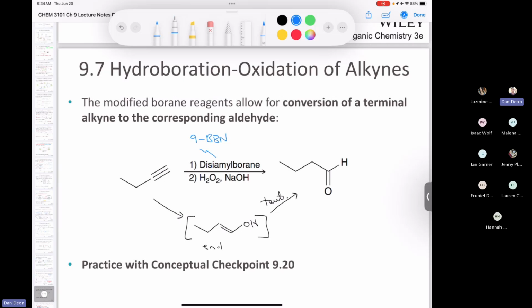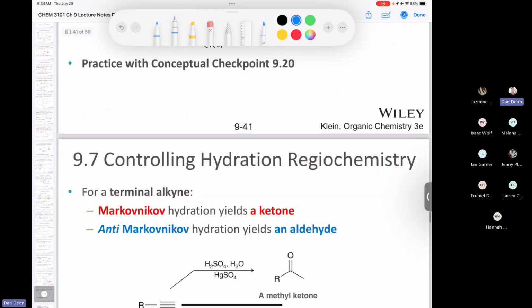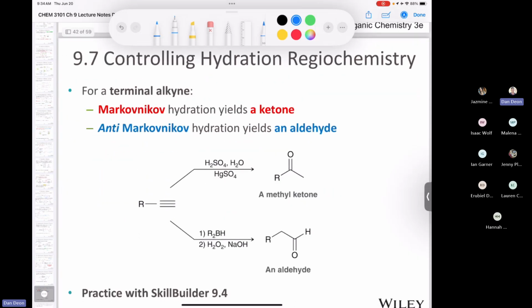So what's the conclusion that we can draw from section 9.7? We talked about both Markovnikov and anti-Markovnikov addition of water across a triple bond. Here's the conclusion of section 9.7. If you have a terminal alkyne, an alkyne that has a hydrogen on one of the carbons, and you use sulfuric acid and water with mercuric sulfate, you do a Markovnikov addition, which would give you this enol in this case, and then that's going to undergo tautomerization to give you a methyl ketone.